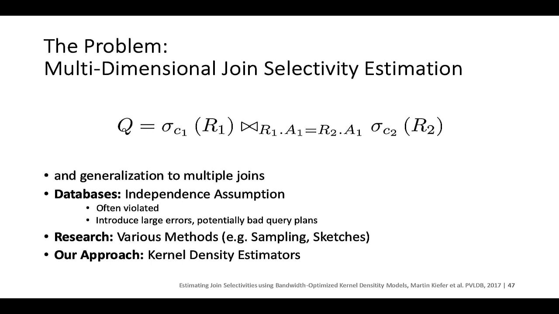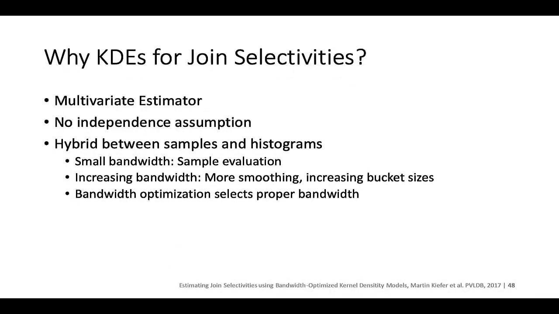Databases compute these estimates based on the independence assumption, as I mentioned earlier. So basically, very accurate statistics on the individual attributes, but assuming that there is no correlation between the attributes. And that is super fast to compute, but it can also be super wrong in case the assumption is violated. And we use kernel density estimators for that. First, because it's a multivariate estimator, it does not require this independence assumption.